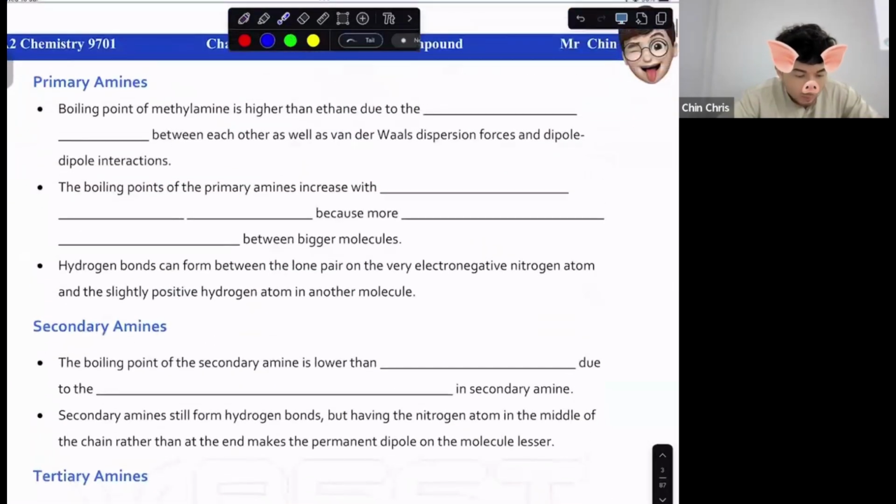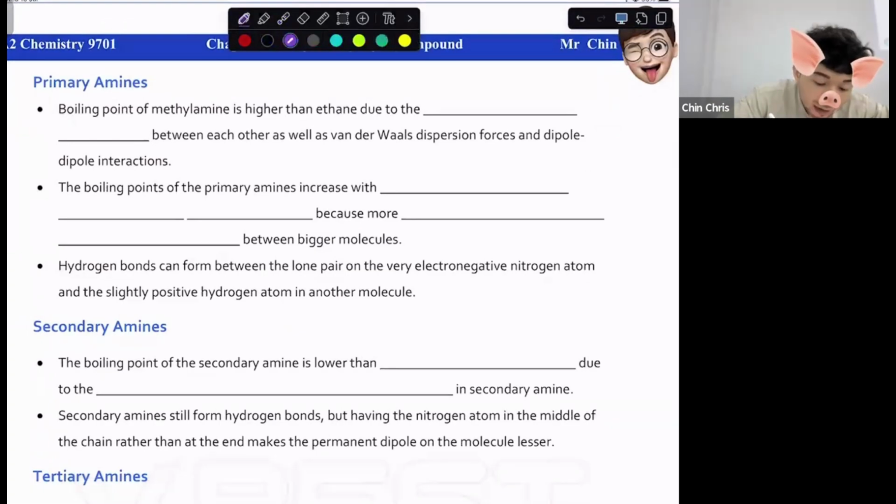Okay, now let's look at primary amine. The boiling point of methylamine is higher than ethane. Why? Because of the presence of hydrogen bonding, which gives amine a higher boiling point.